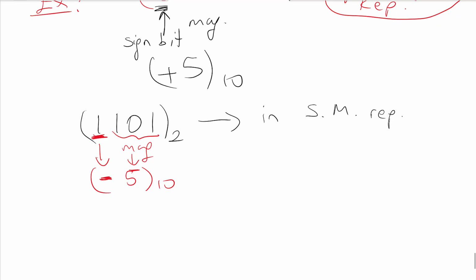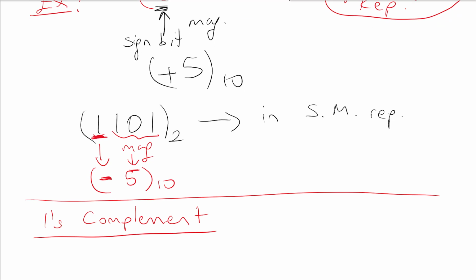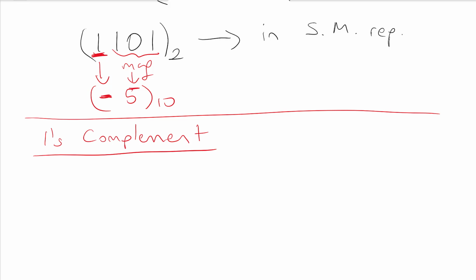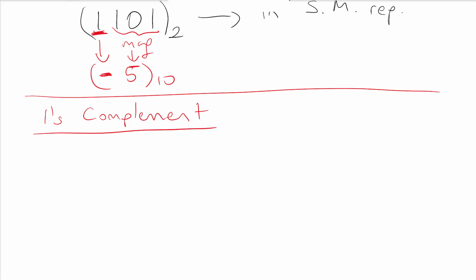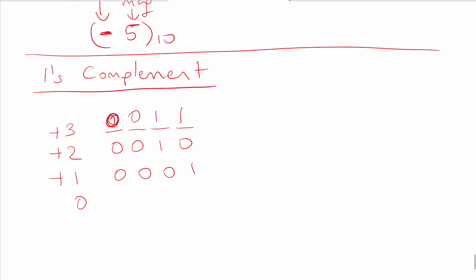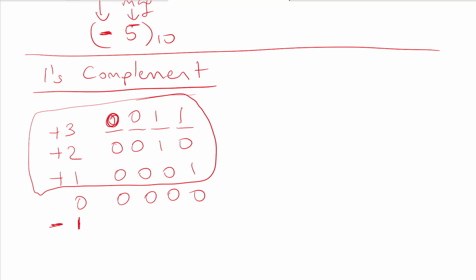Now the second method is one's complement. In one's complement, I will start with an example right away and tell you how to represent numbers. Let's say plus 3, and let's say I am using only 4 bits. So this will be 0, 0, 1, 1, and plus 2 will be 0, 0, 1, 0, plus 1 is 0, 0, 0, 1, and for 0, I will have all zeros. So to represent negative numbers, this is what we do. These are the positive numbers in one's complement representation.